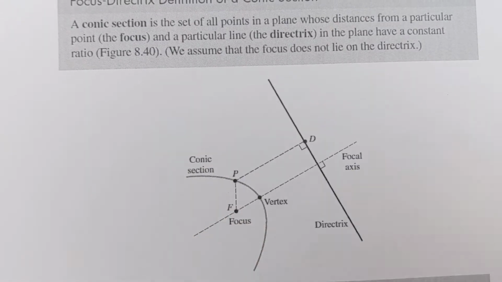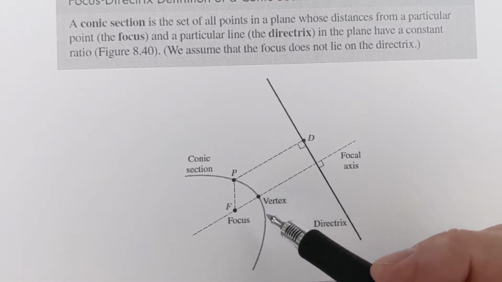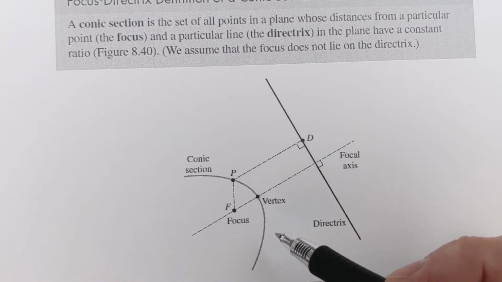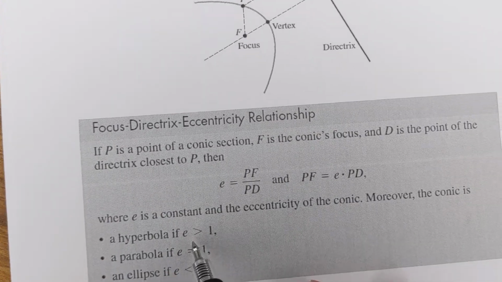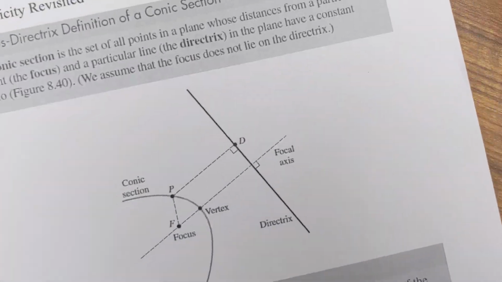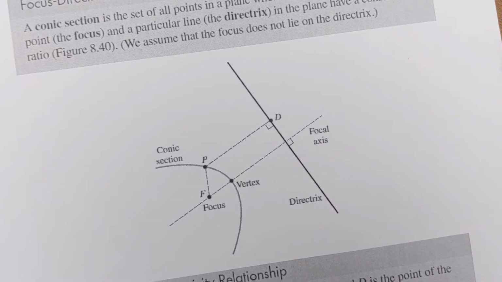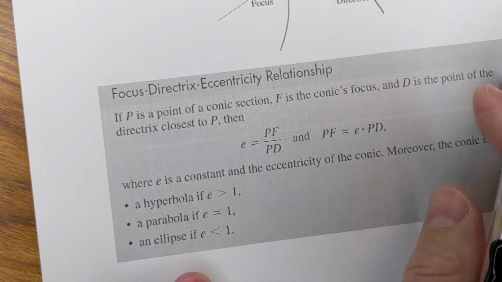This ratio, PF to PD, determines the eccentricity. So PF divided by PD is the eccentricity. Depending on that value, you have a different kind of shape. If the eccentricity is more than 1, you have a hyperbola. If it's exactly equal to 1, you have a parabola, which, if you remember the definition, is the set of points equidistant from the focus and the directrix, so it should be exactly 1. And an ellipse if it's less than 1, which means it'll close the loop.